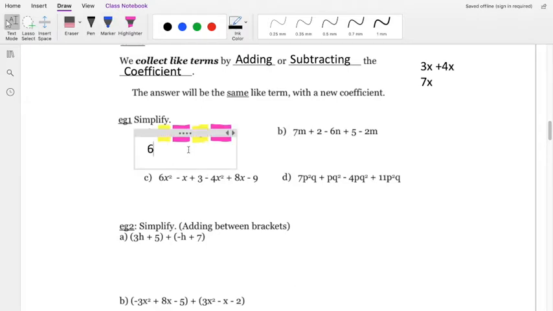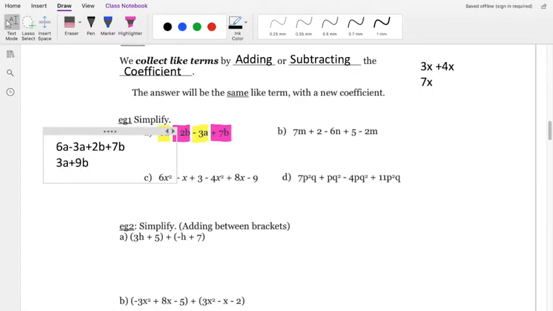Okay? So then we can rewrite this equation. I'm going to move it over here just so I can see what's going on. 6a minus 3a plus 2b plus 7b. Then here, I'm going to put it together. So 6 minus 3 is 3a, and that's going to be plus 9b. So there's my answer there. I collected my like terms. So I put my a's together, I put my b's together, and then I combine them. So I went 6 minus 3.